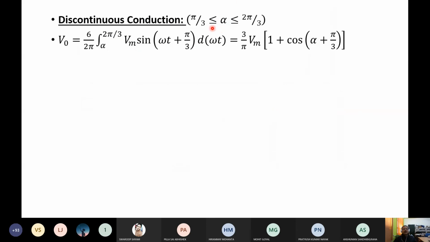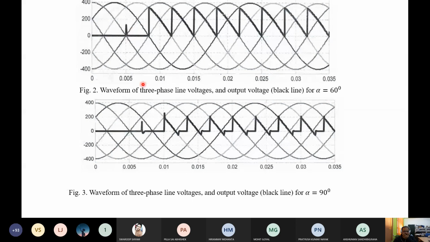And for this, alpha is greater than 60 degree, it will be discontinuous. For RL load, it will be 2 pi by 3 plus alpha. Only difference, 2 pi by 3 plus alpha. Anything else? For RL load, there is a negative. So if it is a resistive load, it will stop here and it will be 0.